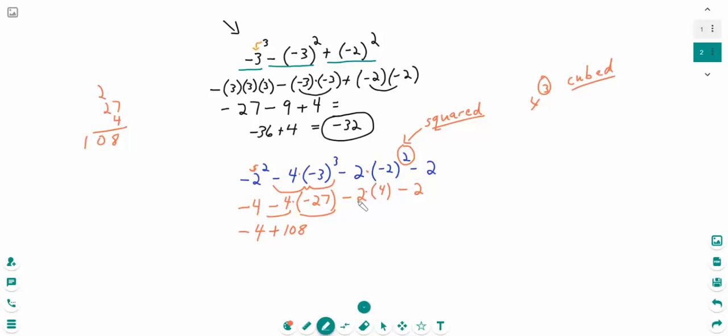And now I've got this negative 2 being multiplied by a 4, which is going to give us a negative 8, right? And then, of course, we have the minus 2 at the end. Now, simplifying all this, we have a negative 4 plus 108, which would be 104, right? 104 minus 8 is what? 96? Yeah, 96. And then 96 minus 2 is our 94. All right, so that is our answer for this problem here. Hopefully that's making sense to you.